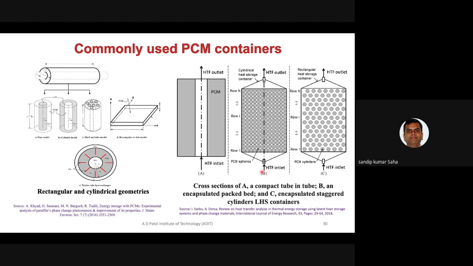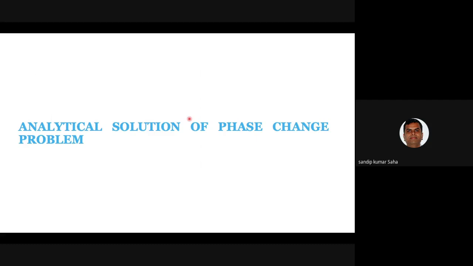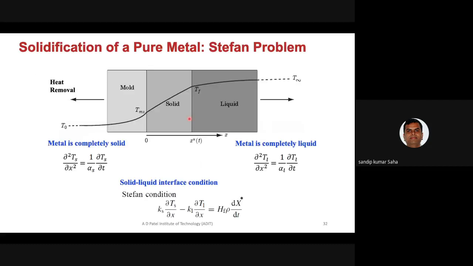Let me first describe the shell and tube model, which is simple. It's one step ahead of the sensible heat material equation that I told you. Now, before going into any numerical methods, how are these numerical methods actually developed? Let me tell you very briefly. This is a very famous problem, the Stefan problem, and Stefan actually solved this problem in 1890.